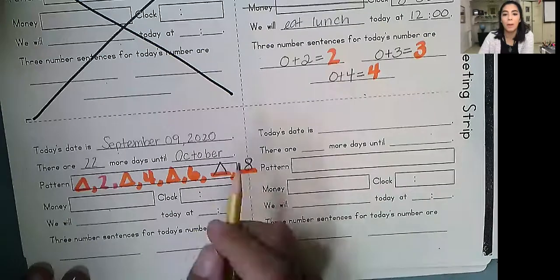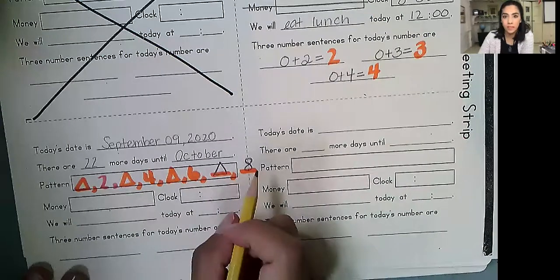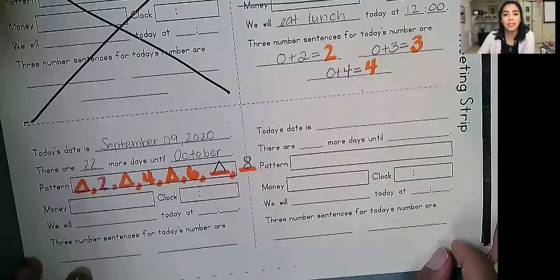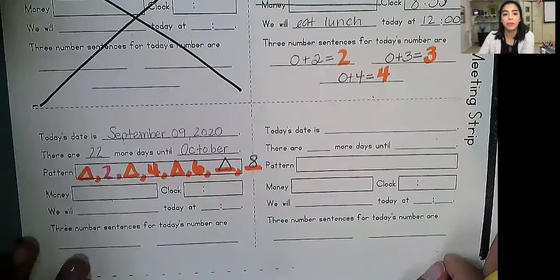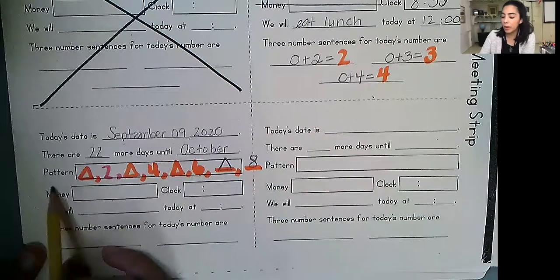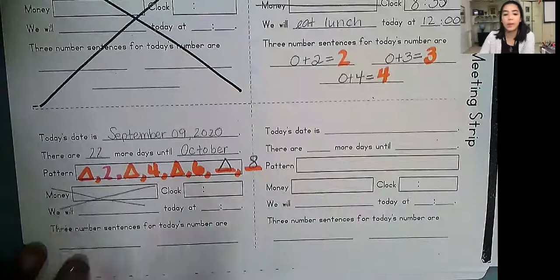How many of you got that right? Good job. If you didn't get that right, that's okay. We'll keep on practicing. Practice makes perfect, right? For the money part, we are not worrying about that. So you can go ahead and cross it off because we are not going to be doing that today.